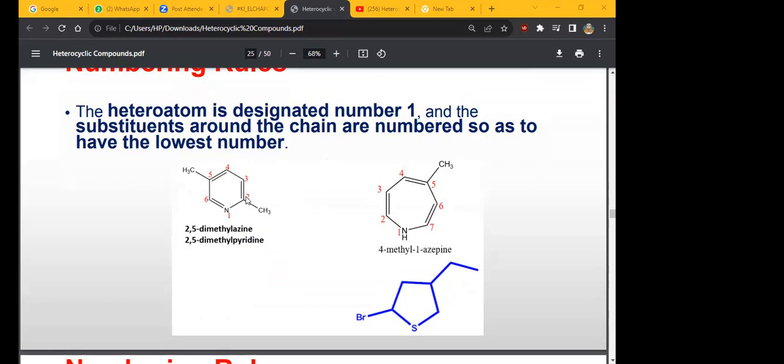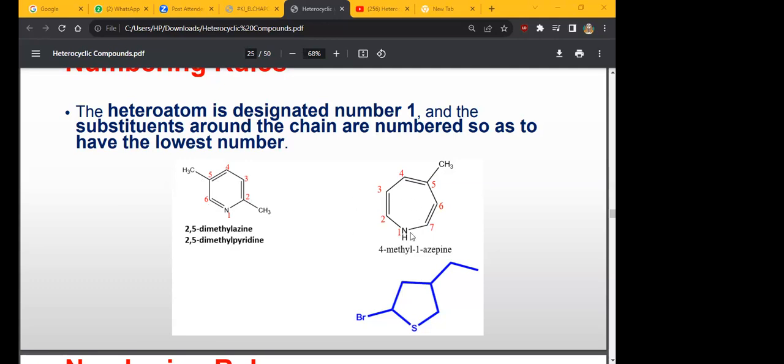So 1, 2, 3, 4, 5. We see there are 2 methyl groups in carbon 2 and carbon 5. So it becomes 2,5-dimethylpyridine. Pyri because we have a nitrogen here, the heteroatom nitrogen. Idine because it's an unsaturated 6-membered ring.